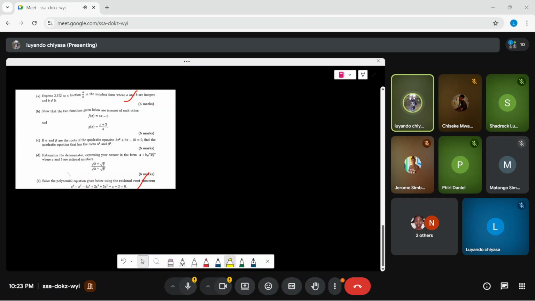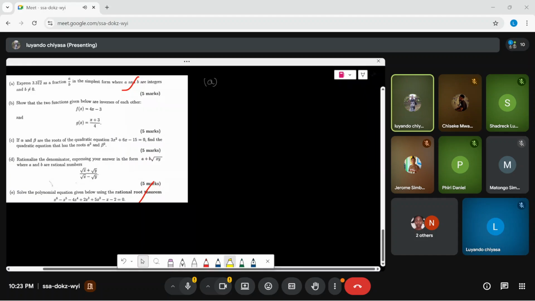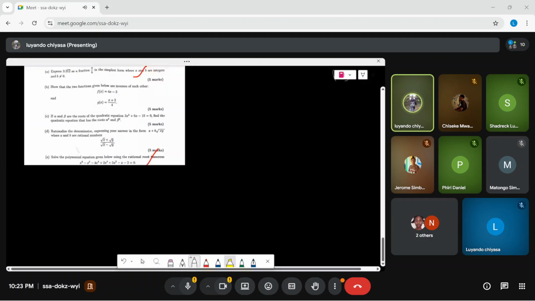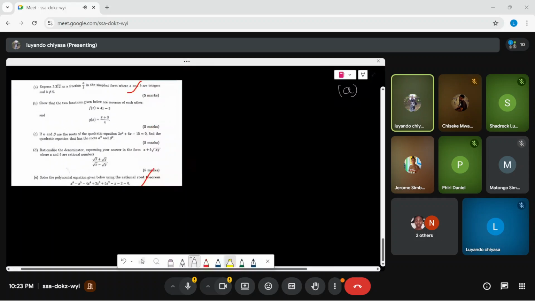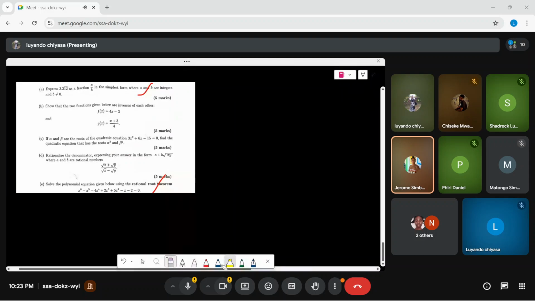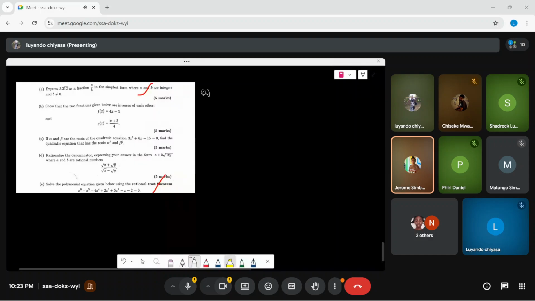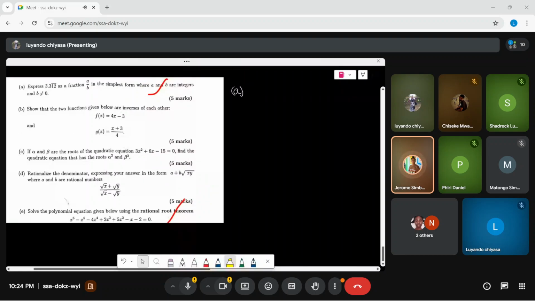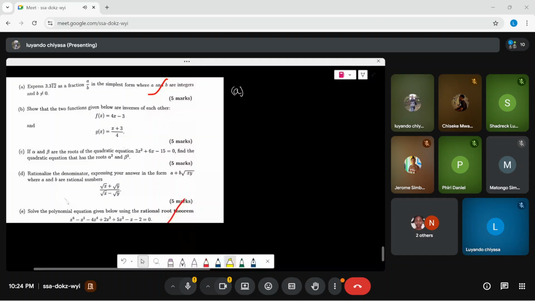So if you look at A, it is a free mark. Wouldn't you people agree with me that A on question 2 was just a free mark? Jerome, on expressing. Yes. Yeah, this one was like a free mark. That is according to me. I don't know if others are finding it. That one is known.